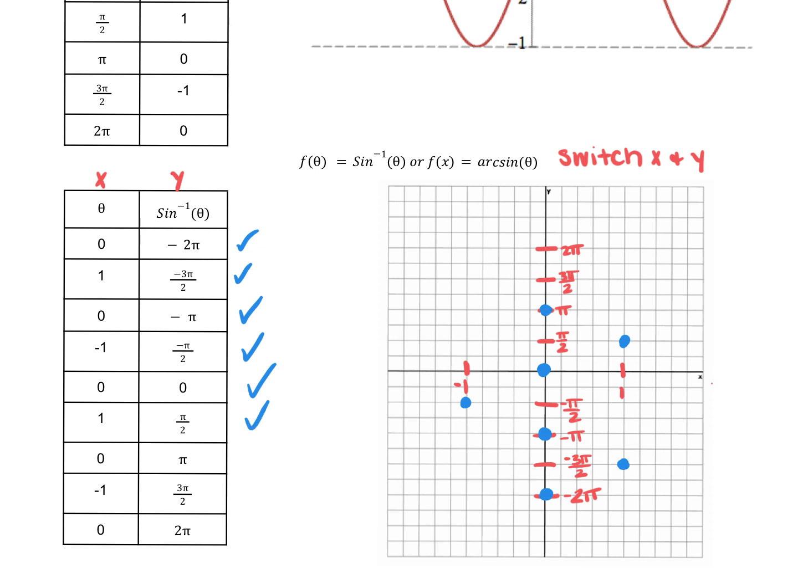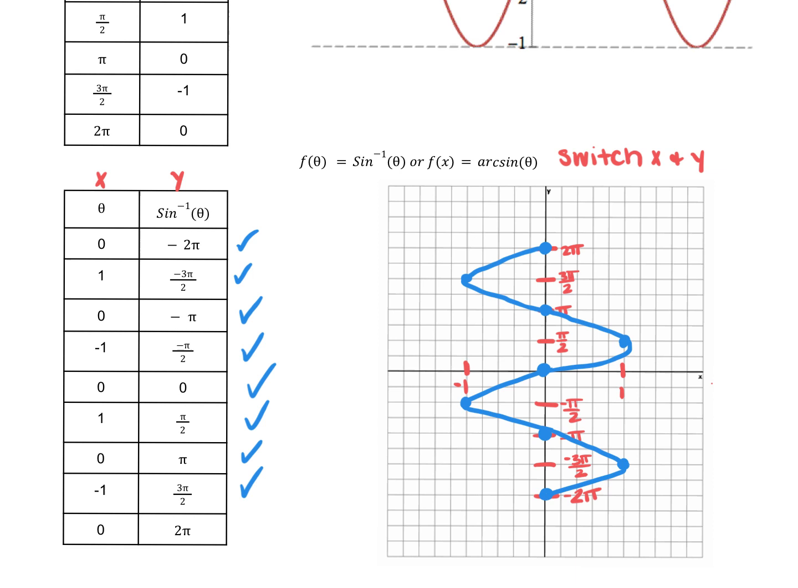Then we have 1 and pi over 2. 0 and pi. Negative 1 and 3 pi over 2. So that's going to be here. And then 0 and 2 pi, which will be here. So what we're going to do is actually connect. So remember to connect it curvy. And this would be your inverse sine.